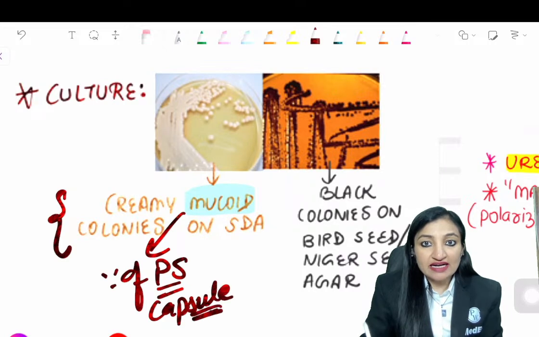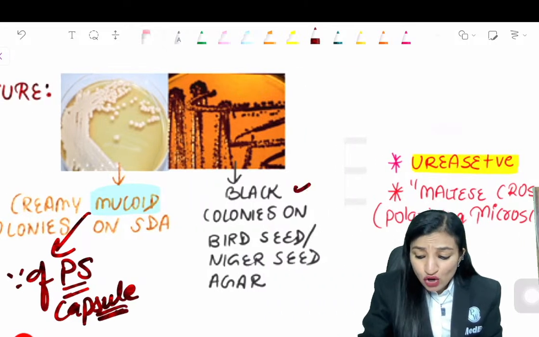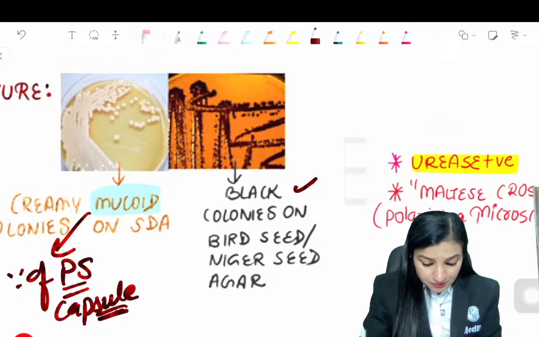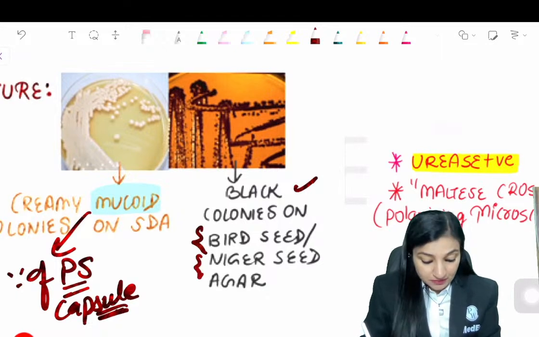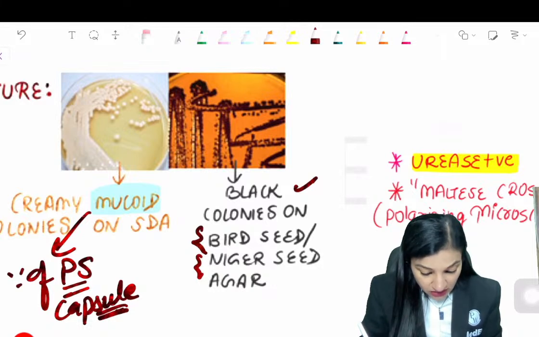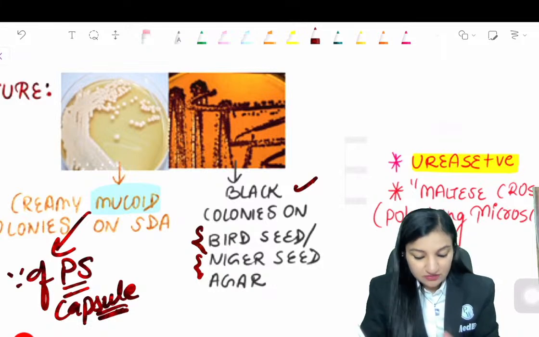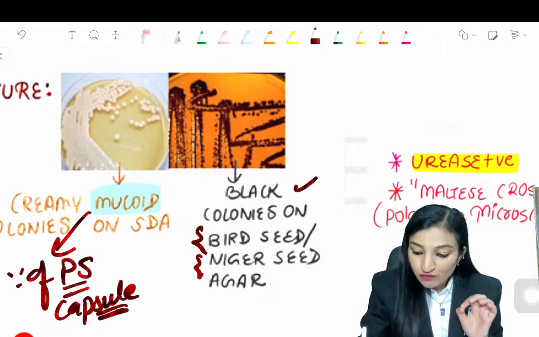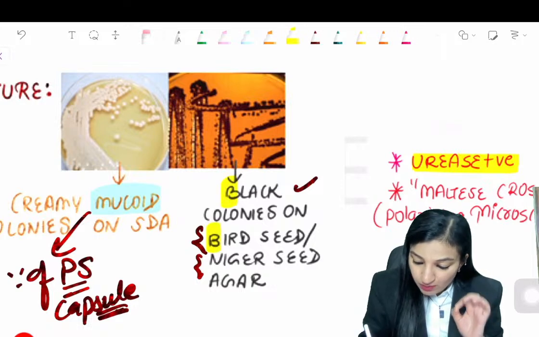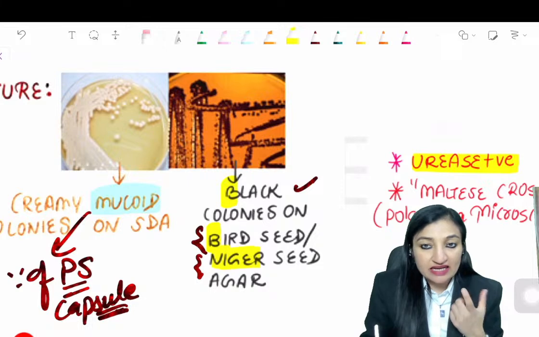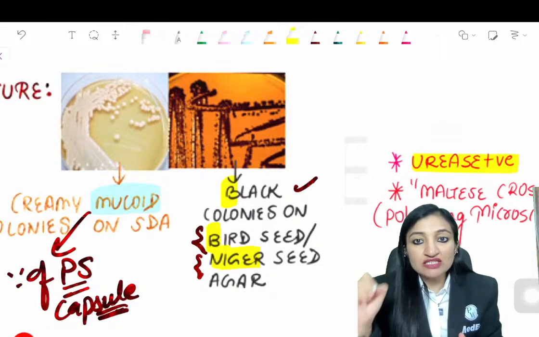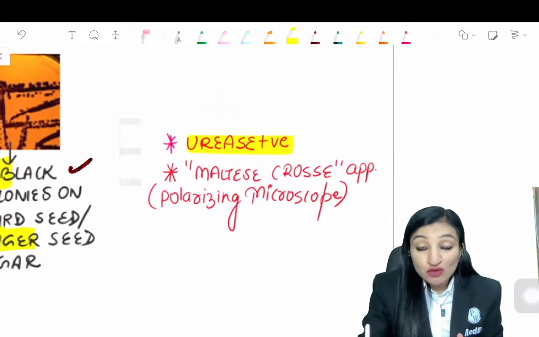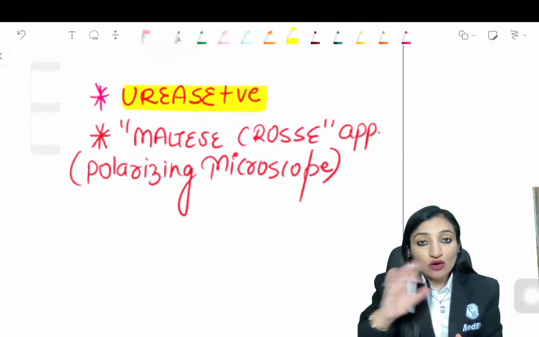Look at this, black colonies are going to be obtained on bird seed agar or Niger seed agar. Remember, B for black and B for bird seed, and Niger means black. The word itself means black. So on Niger seed agar, black colored colonies. On bird seed agar, B for black colored colonies. Remember, this is an example of a urease positive fungus, and all these are MCQs.